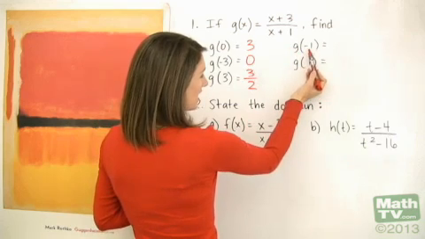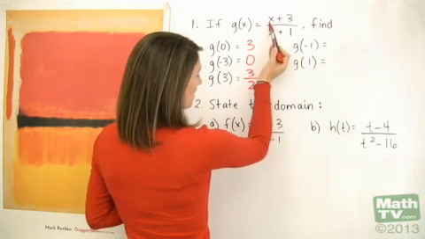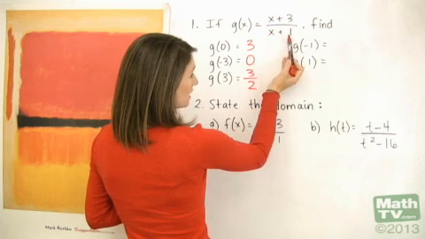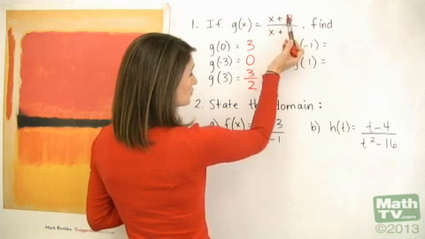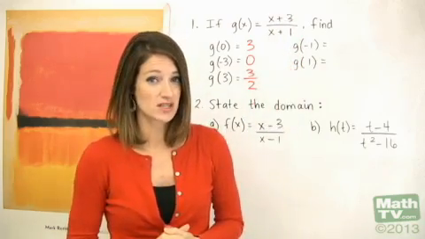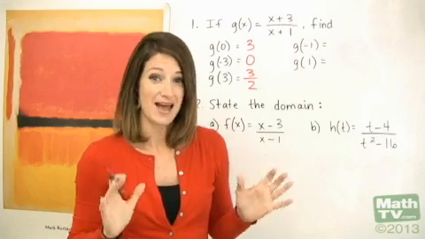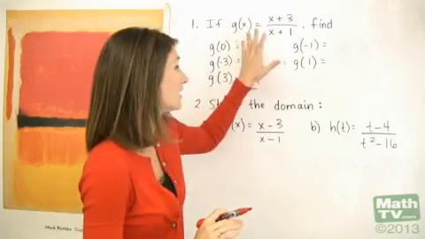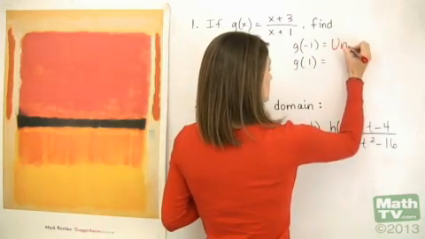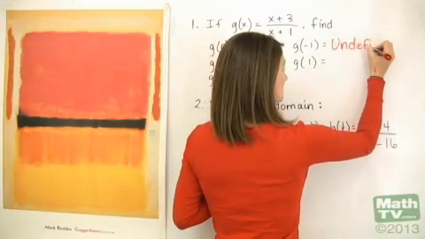Now g of negative 1, let's plug this in. Negative 1 plus 3 is 2, and negative 1 plus 1 is 0. So we have 2 over 0. This is a special case. We have a denominator of 0, and we know that means our function is undefined where our x value is negative 1. So this answer here is undefined.